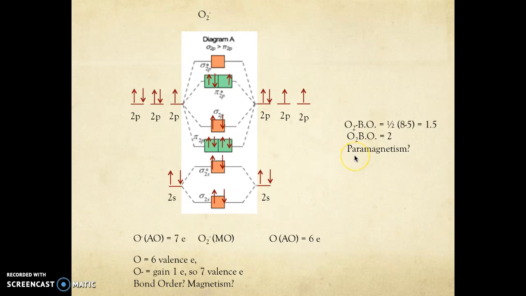Now, the next question is, what kind of magnetic property does it have? Is it paramagnetic or is it diamagnetic? And the way you could tell is by looking at whether there are any unpaired electrons or not. So if there's an unpaired electron, then it's paramagnetic, meaning that it is magnetic. So in this case, we have 1 unpaired electron, making this a paramagnetic compound.